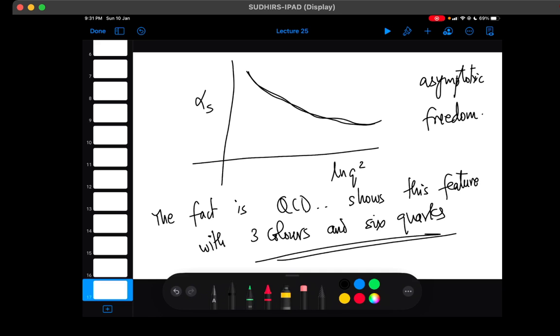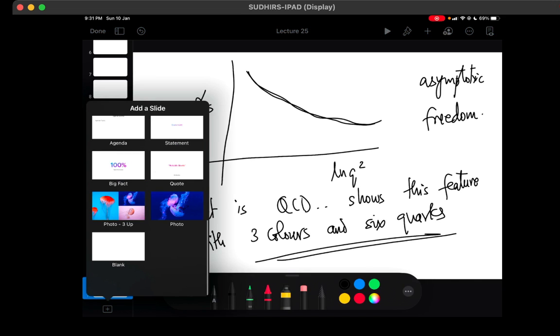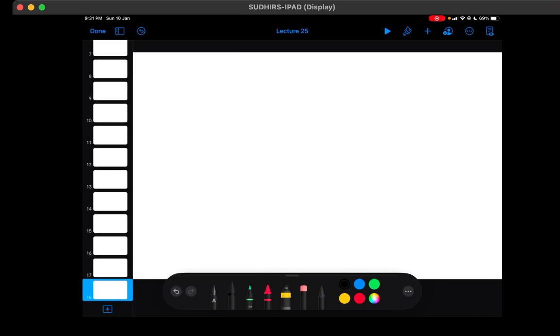Okay, so more or less we have covered most of the features of QCD, and we can actually do other aspects of QCD, but I think I'll stop here. The one thing which we have not covered is something called deep inelastic scattering. We assume we covered most of the aspects of perturbative QCD.